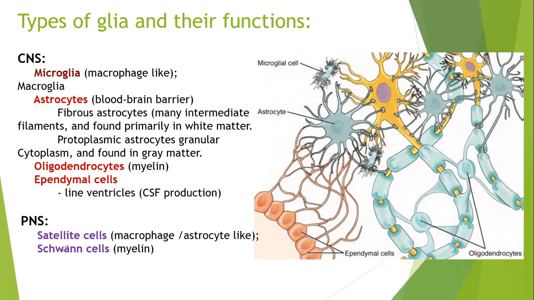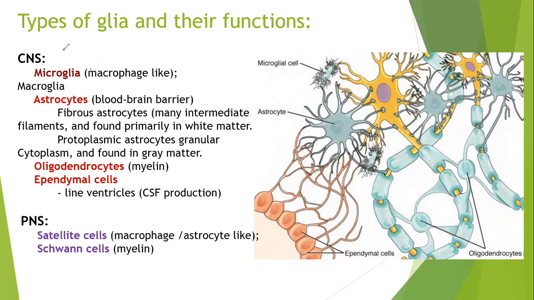So I hope you are still following. Now we move from the equivalent of Schwann cell and we go to the equivalent of macrophages. So we say the satellite cells act like macrophages. So we also have cells in the brain that act like macrophages, and these are called microglia.